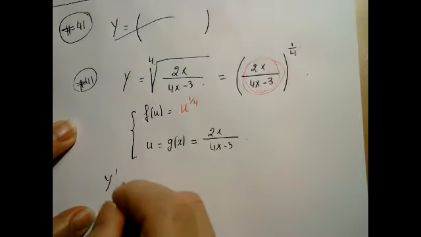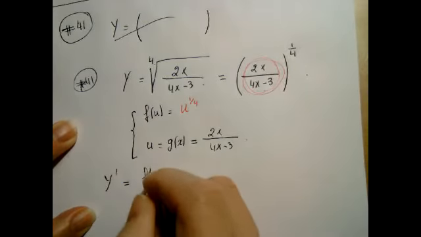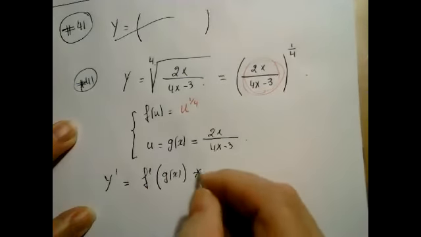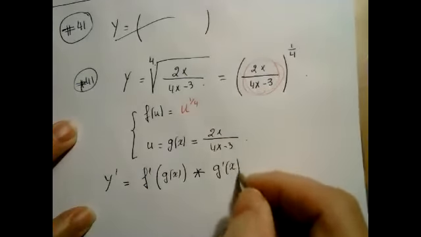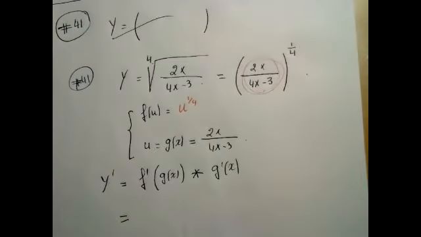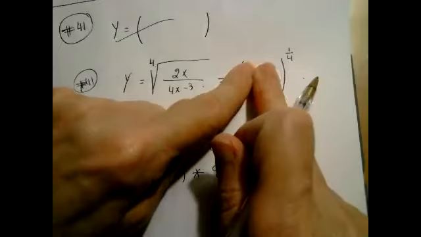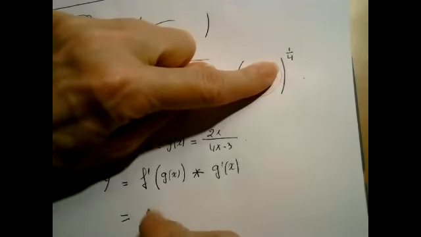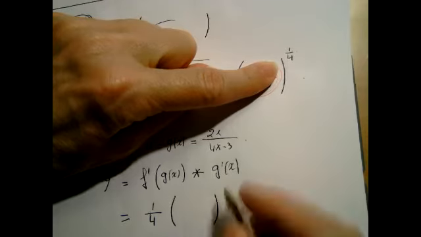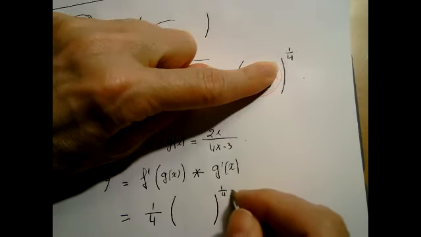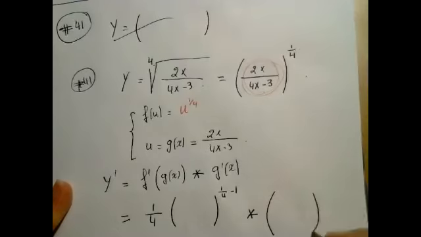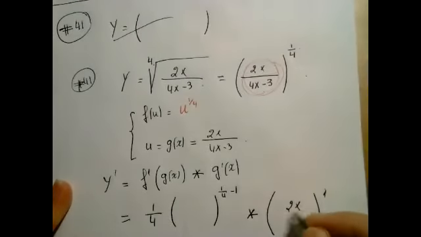So y prime is the derivative of the outside, but evaluated at the function g, times g prime. So this is equal to, what is f prime? So this is f, it's u to the power of 1/4. So f prime is 1 over 4, u to the power of 1/4 minus 1, times g prime, it means times this.